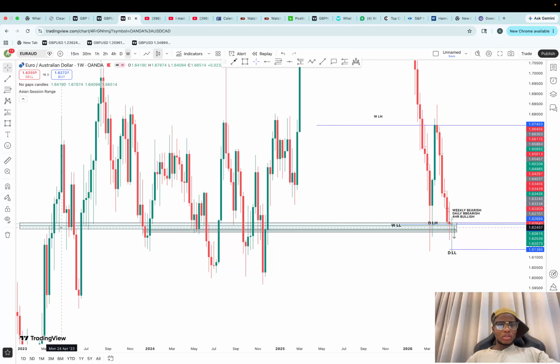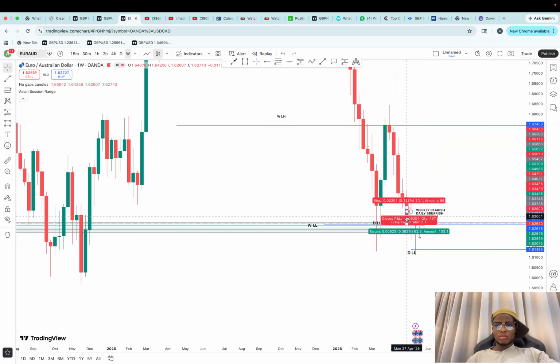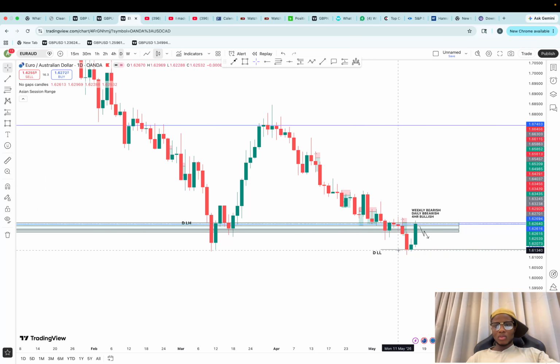We're at a very clean support and resistance zone. Whenever we're above, retest, buy to the upside. Whenever we are below, it acts as a resistance. So we are looking to use this zone as a resistance. Coming down to the daily, it is also bearish. This is the lower low on the daily, and this is the lower high on the daily.